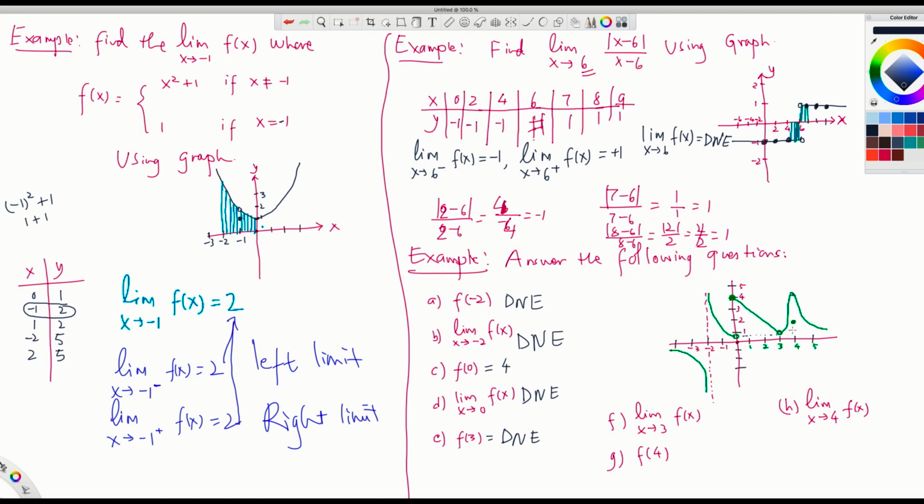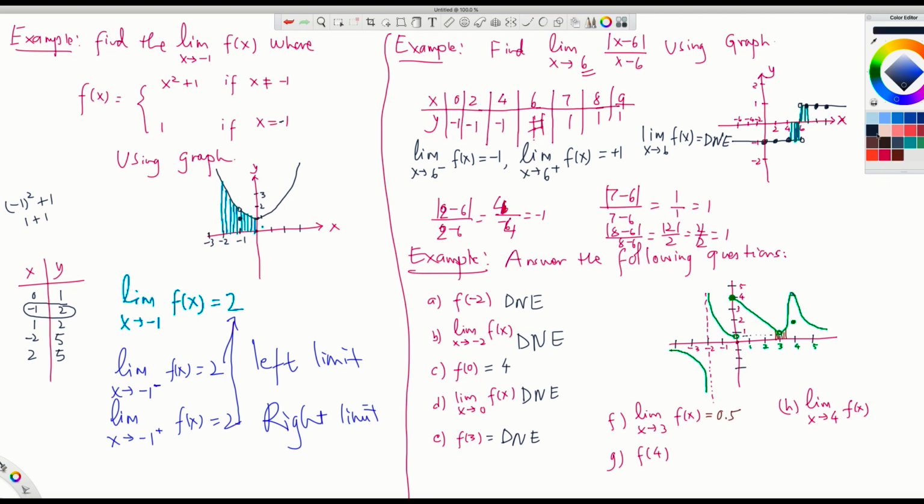Now how about the limit? You see that dotted line? When you go to 3 from the left, the height of the function is almost 0.5, right? If you go to 3 from the right, the height of the function is almost 0.5 as well. So the limit is basically 0.5.